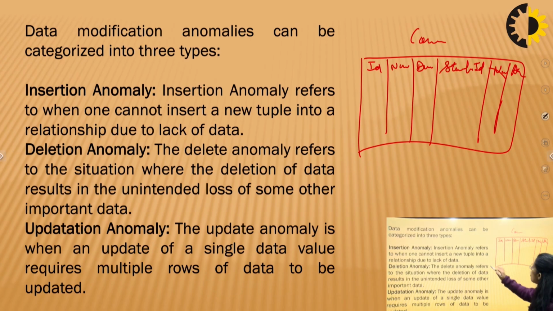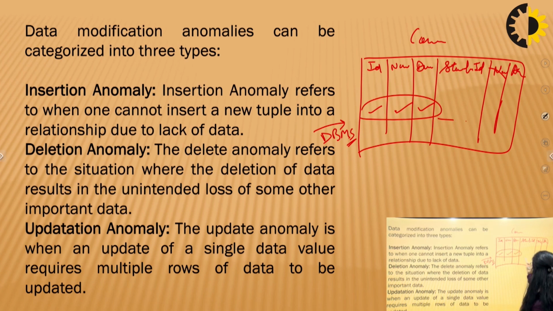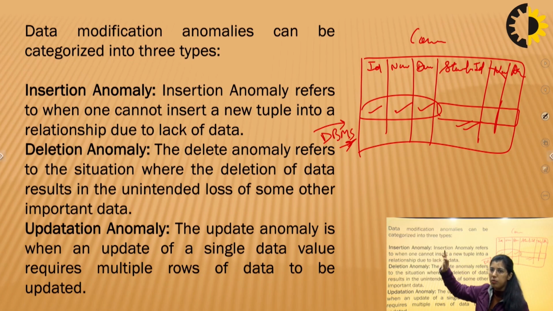Then if we want to introduce a new course, let's say this DBMS course, then it must have some ID, a particular name, and duration. But let's say no student is opting for DBMS, then we do not have any student in this course. Then how can we fill all these entries? Because these are null only. We will not be allowed to enter this particular subject due to lack of information. This is nothing but insertion anomaly.